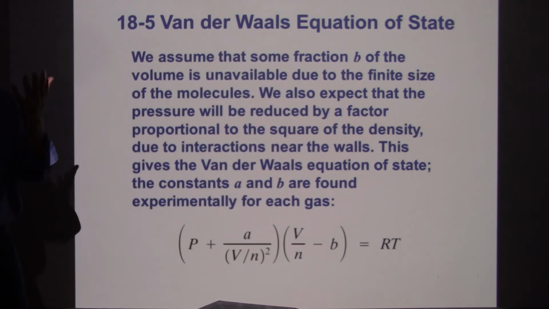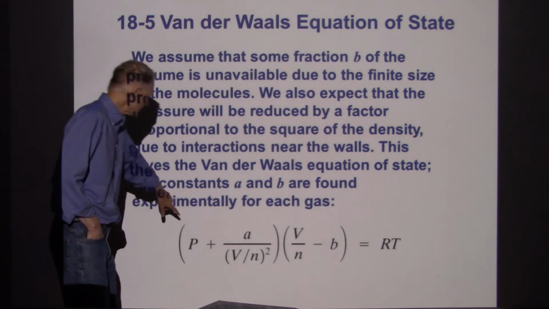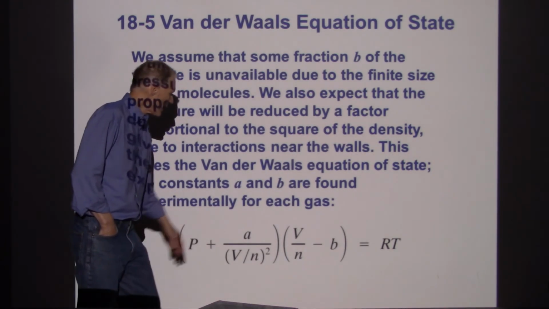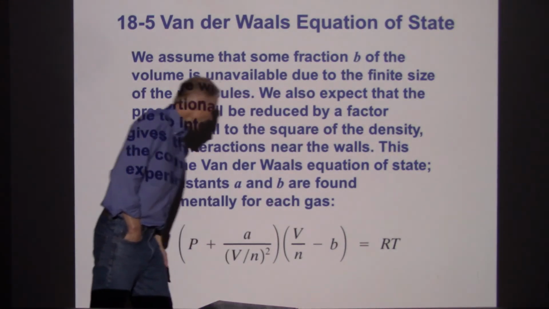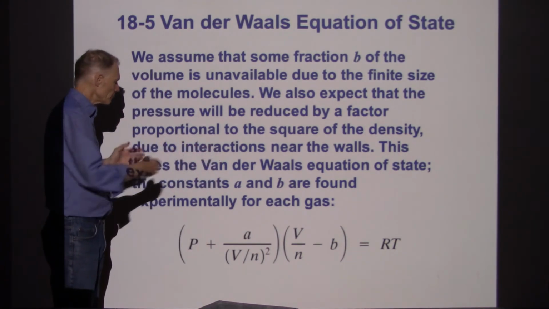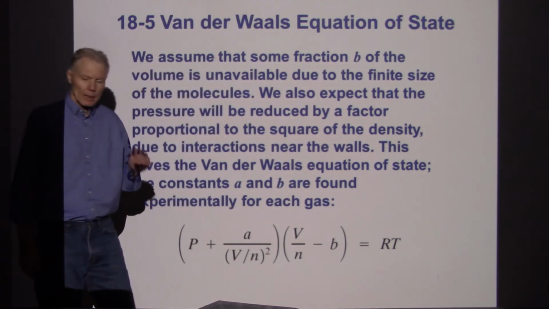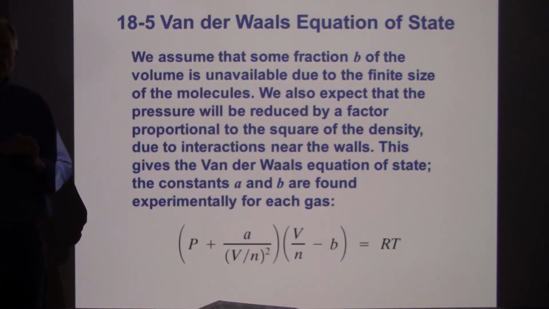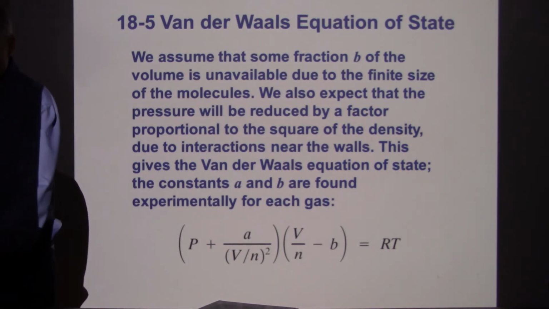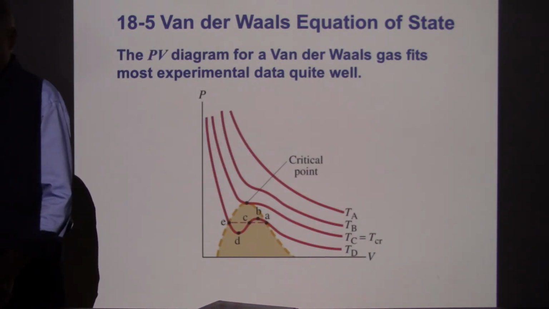And this is what it looks like. So notice what they've done is they took pressure and they took volume and they complicated them. Now, the a and b are intended to be constants that are measured experimentally for a given gas. And so what happens here is this.